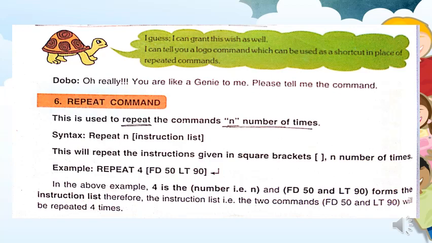The syntax is repeat n and then the instruction list. This will repeat the instructions given in the square brackets n number of times. Example: repeat 4 [FD 50 LT 90] and then enter. In the above example, 4 is the number of repetitions, and FD 50 and LT 90 form the instruction list. Therefore the instruction list, that is the 2 commands FD and LT, will repeat 4 times.